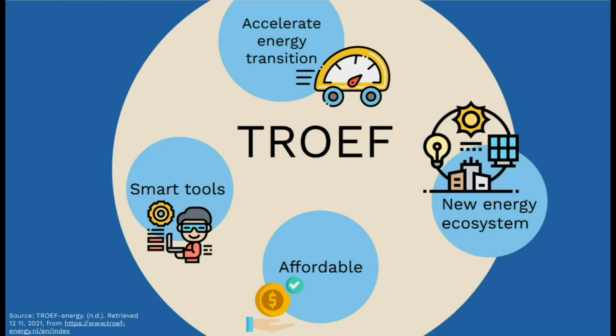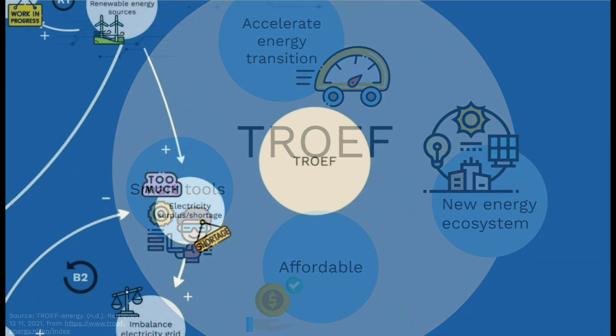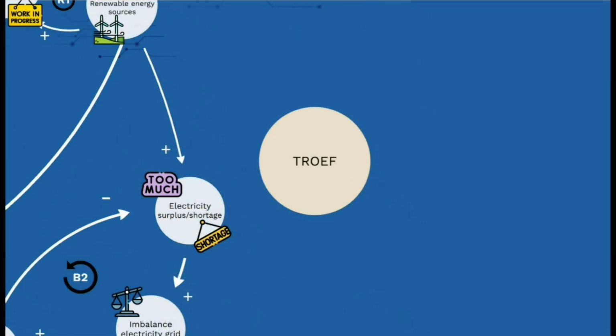Through market mechanisms, demand and supply will be balanced. Implementing this new energy ecosystem using smart tools and services can give people insights in how, when, and what type of energy they are using. This data is also comparable with their local energy community. Because the source of the energy can be traced, the decrease in carbon footprint can be substantiated. Let's go back to the CLD to see how TROEF influences the energy transition.